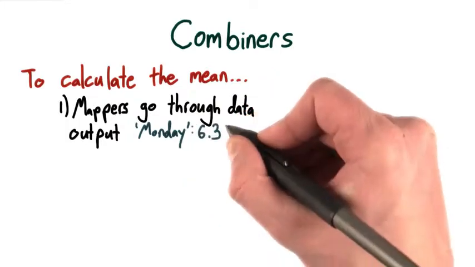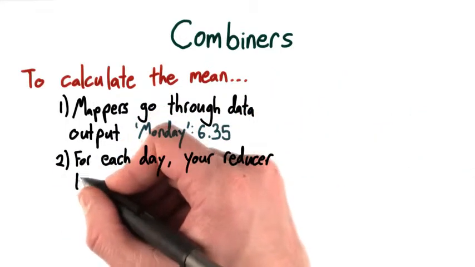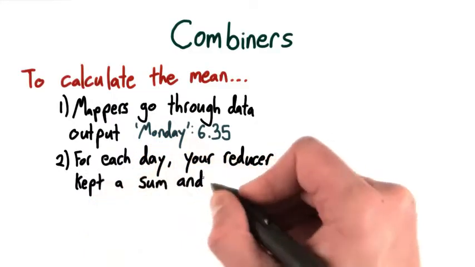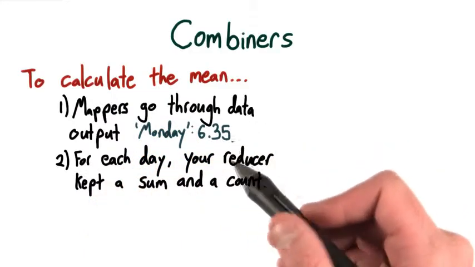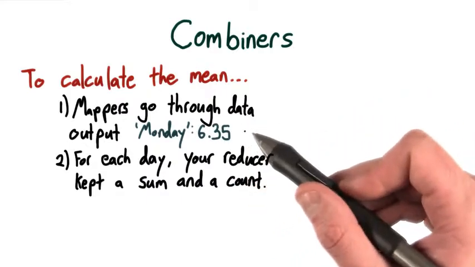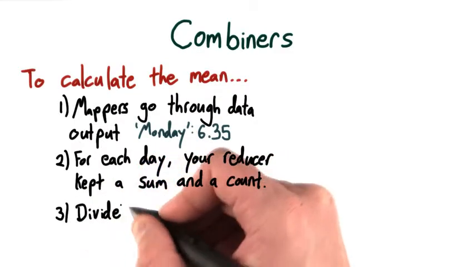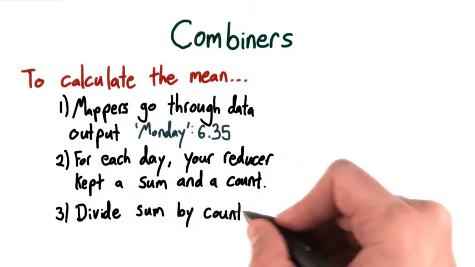week, amount spent. Then, for each day of the week, your reducer probably kept a total of the sum and a count. So actually maybe your value here was the amount of money spent, and then also a 1 to help increment the count. And then you probably would divide the sum by the count. And that looks pretty good.